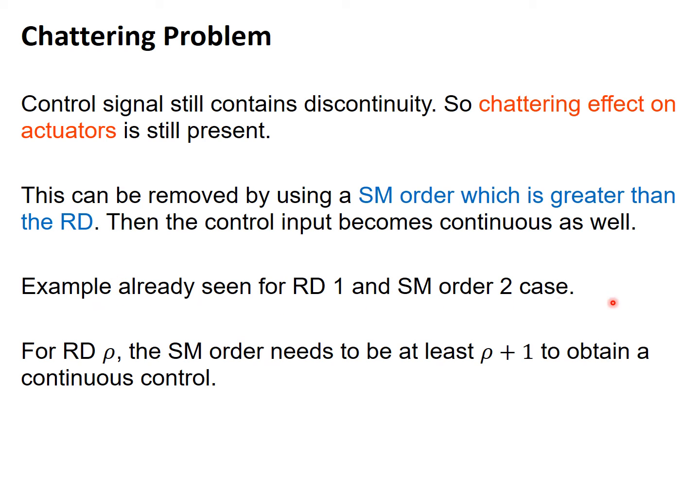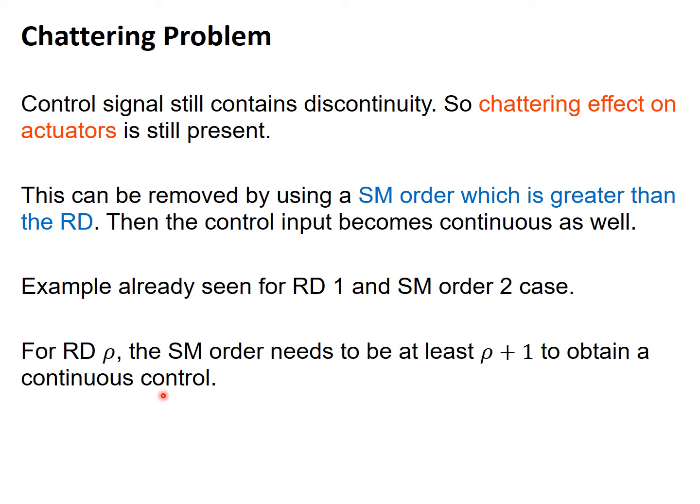Example already seen in the RD1 and SM order 2 case. So, for a relative degree rho, the relative degree of the output has to be higher, so that the chattering effect on S is less. So you choose a high relative degree, but then you choose a sliding mode order which is higher than that, so that you obtain a continuous control.